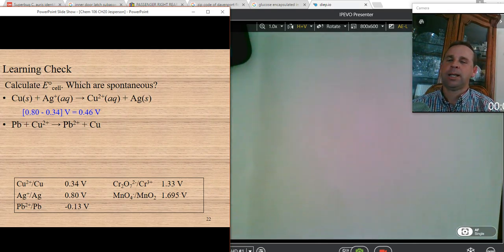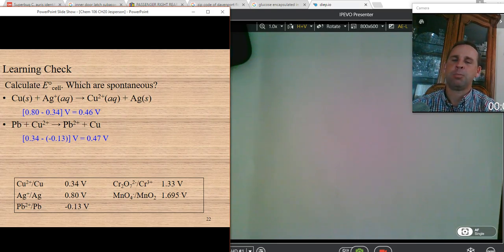All right, did you get it? Lead contributes a what? A negative 0.13 or a positive 0.13? It's a positive 0.13, right? Because I can see that the reduction potential is a negative 0.13, but here it's not being reduced, it's being oxidized. So it's a positive 0.13. While the copper contributes a negative 0.34 or a positive 0.34? It's a positive 0.34. So positive 0.34, positive 0.13, total is going to be about 0.47, right? All right, and positive value, spontaneous reaction.